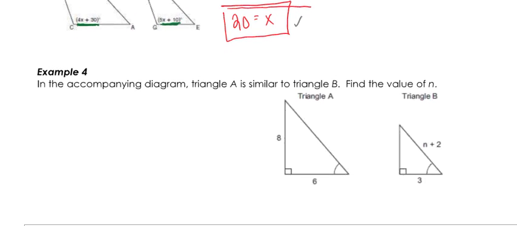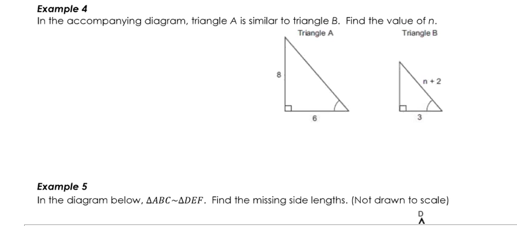All right, let's go ahead and move on to example 4. This one says, in the accompanying diagram, triangle A is similar to triangle B. So again, when we have those similar triangles, remember that two important things happen. The first important idea is that the angles are congruent, and the second important idea is that the sides are proportional.